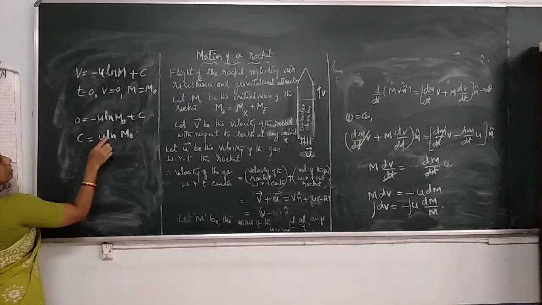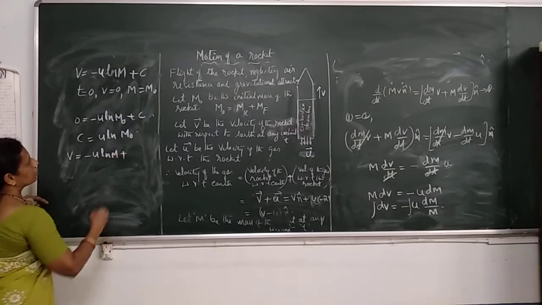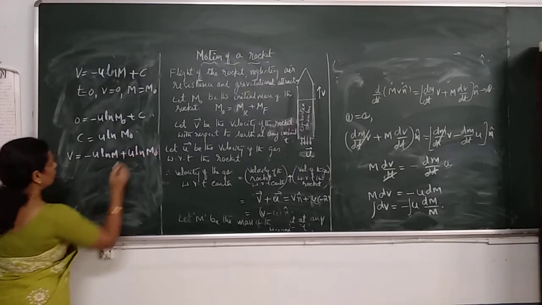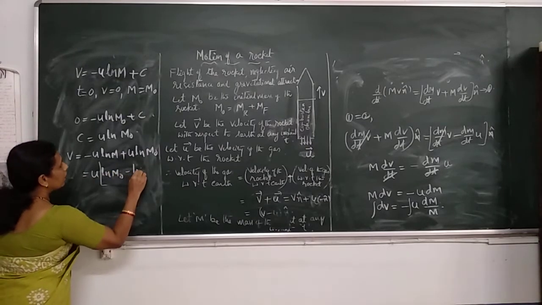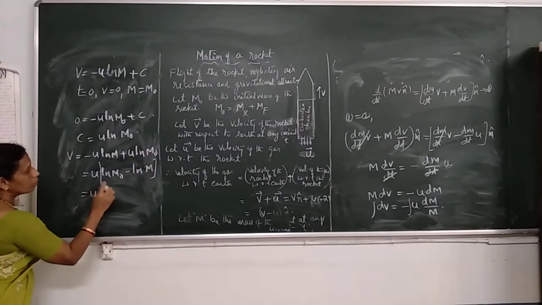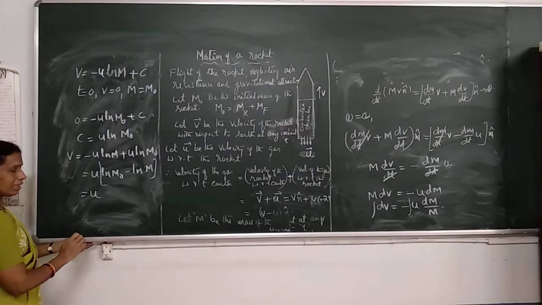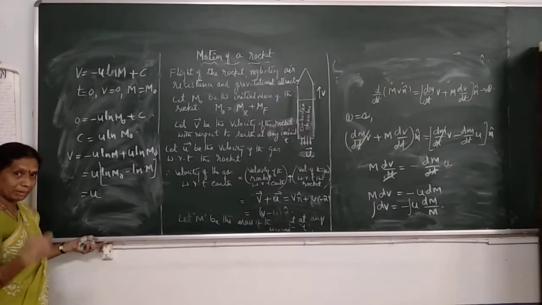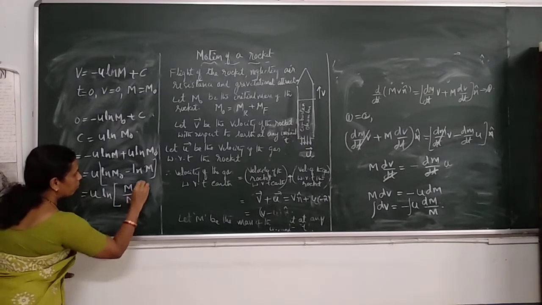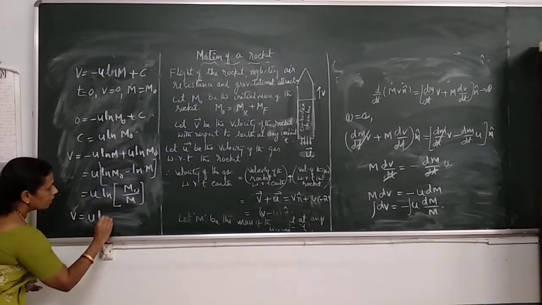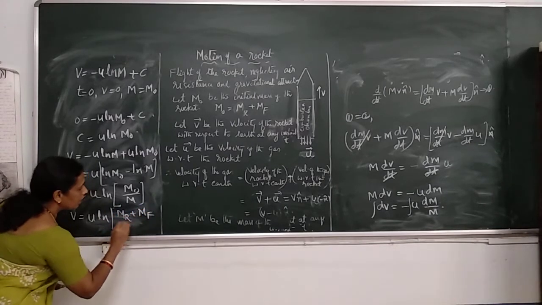Substitute this here. You get v is equal to minus u ln m plus u ln m naught, or u times (ln m naught minus ln m). You have the rule log a minus log b is log of a by b. Apply that: this becomes u ln (m naught divided by m). Or v is equal to u ln of m naught, which is mr, the mass of the rocket, plus mf, mass of the fuel, divided by m.